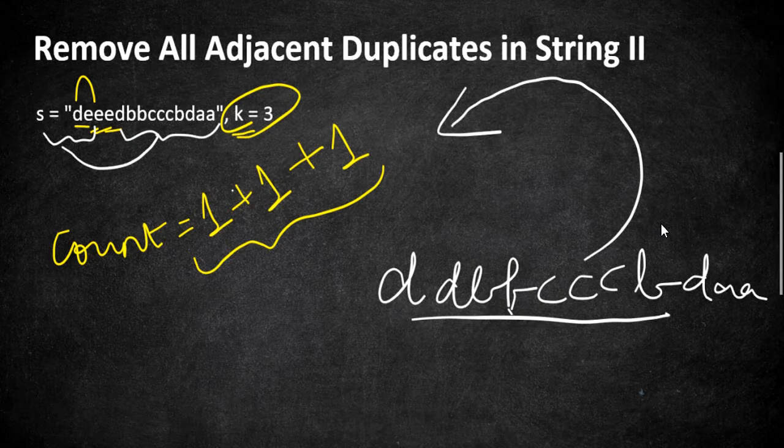So again this count is going to start from 1. At D the count is going to be 1. At the next D the count is going to be 2. The next character is B, so the count cannot increment. So we are again starting from 1. The next character is B, again we are starting from 1.